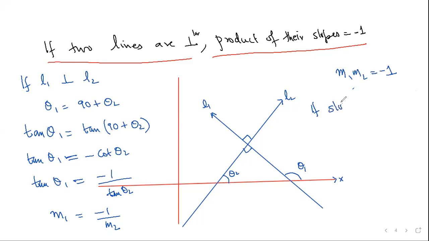What does that mean? If slope of L1 is P by Q, then slope of L2 is minus Q by P, if L1 is perpendicular to L2.